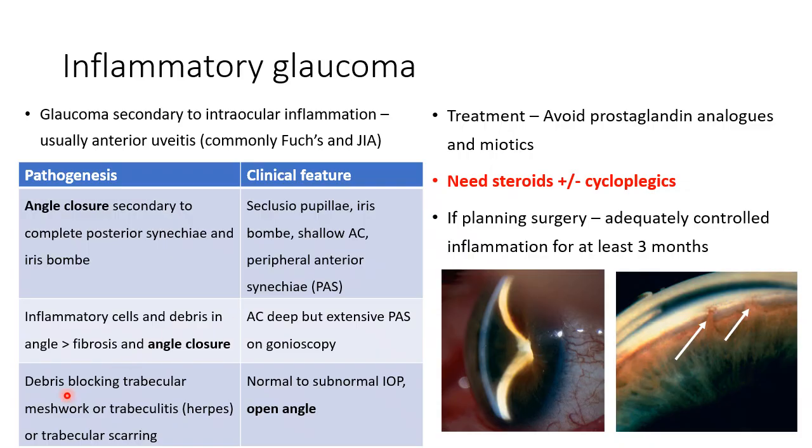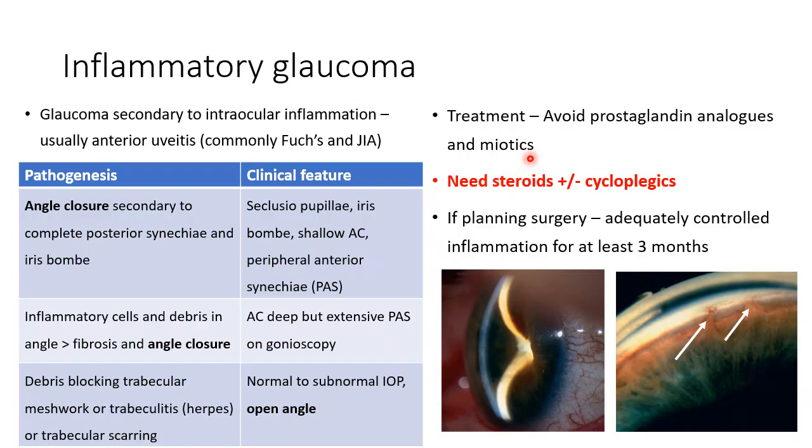Or lastly, debris may be blocking the trabecular meshwork, or there may be trabeculitis in which there is edema of the trabecular meshwork beams and they are swollen, so the aqueous cannot flow through, or there may be trabecular scarring. All of these can be seen in inflammation. And of course, the angle would be open. So IOP in these cases would be normal to subnormal and the angle would be open. It is the trabecular meshwork that is inflamed or blocked, so the angle is not closed. It's an open angle of the trabecular block type.